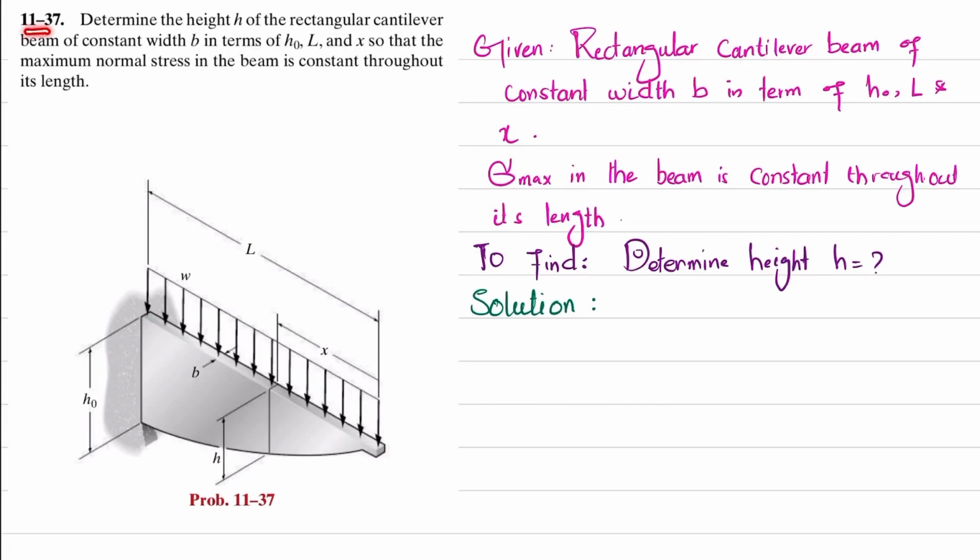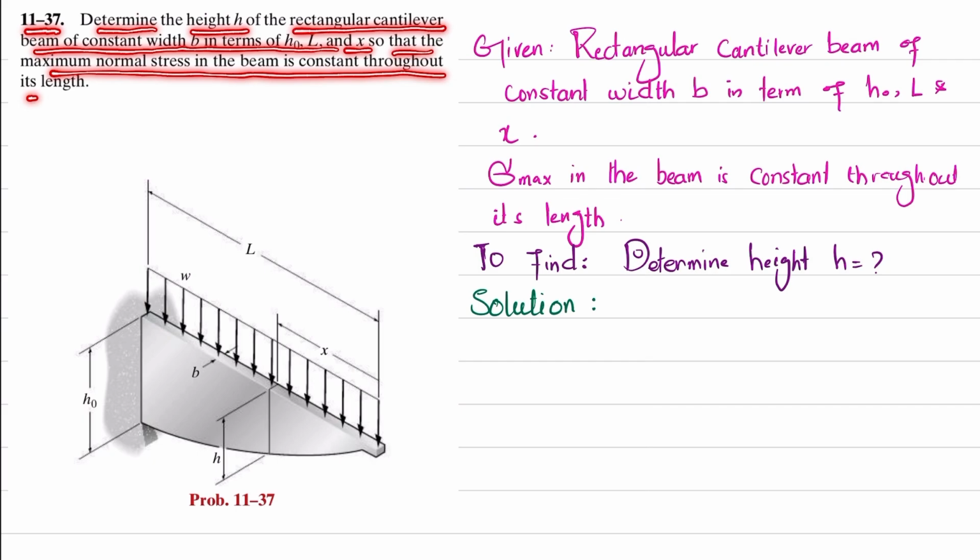Welcome back. Problem 11-37. The statement is: determine the height h of a rectangular cantilever beam of constant width b in terms of h naught, L and x, so that the maximum normal stress in the beam is constant throughout its length.